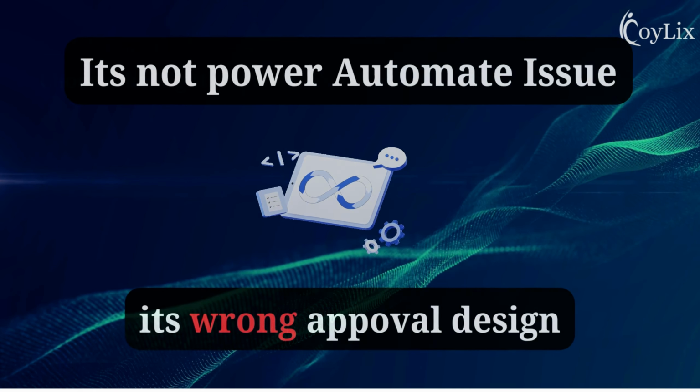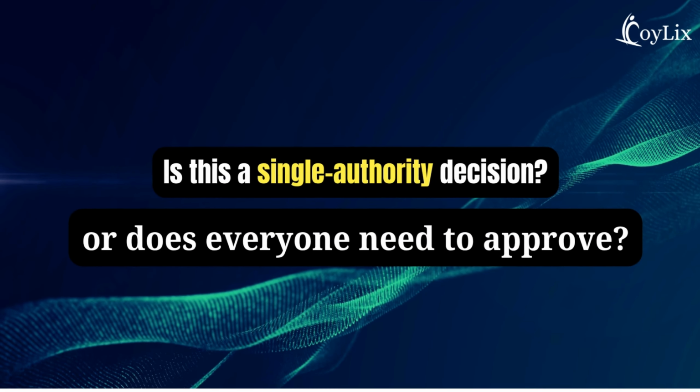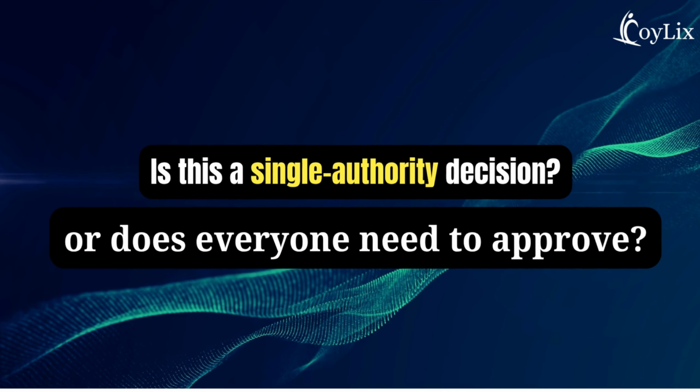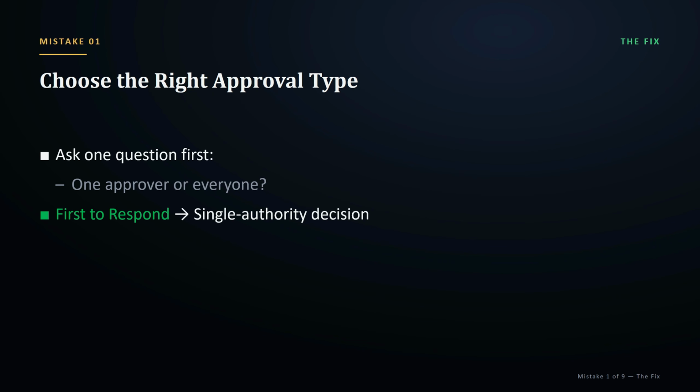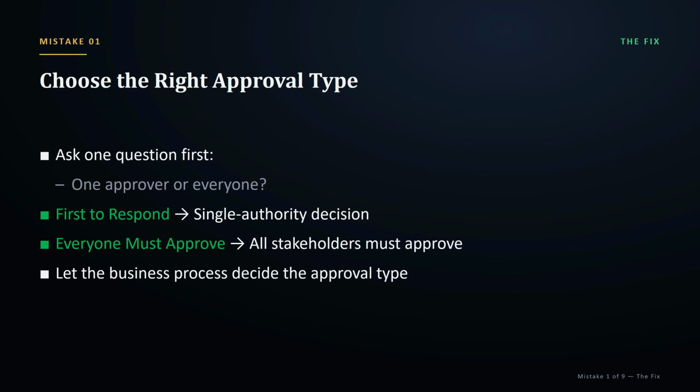So before you build the flow, ask one simple question. Is this a single authority decision or does everyone need to approve? If one approval is enough, use first to respond. If everyone must approve, use everyone must approve. Let the business process decide the approval types, not your last project.